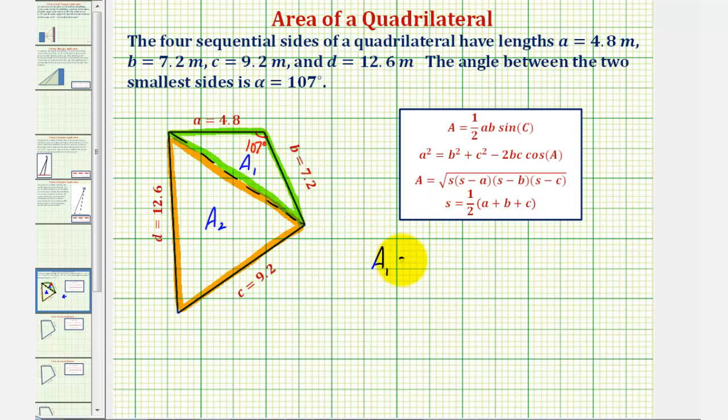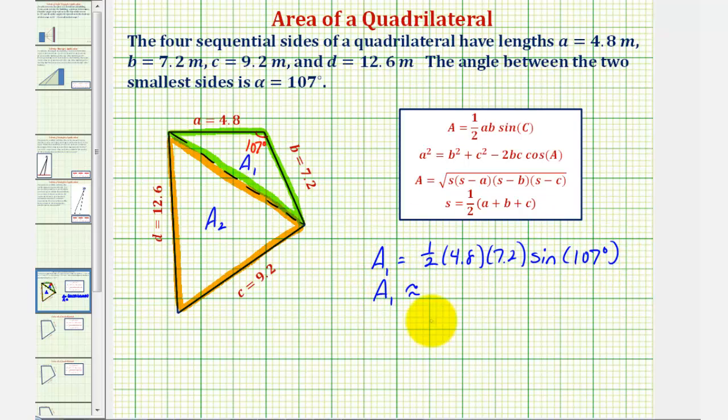A sub 1 is equal to 1/2, or 0.5, times, again, A and B are the two sides that form the known angle, and therefore we'll have 1/2 times 4.8 times 7.2 times sine 107 degrees.